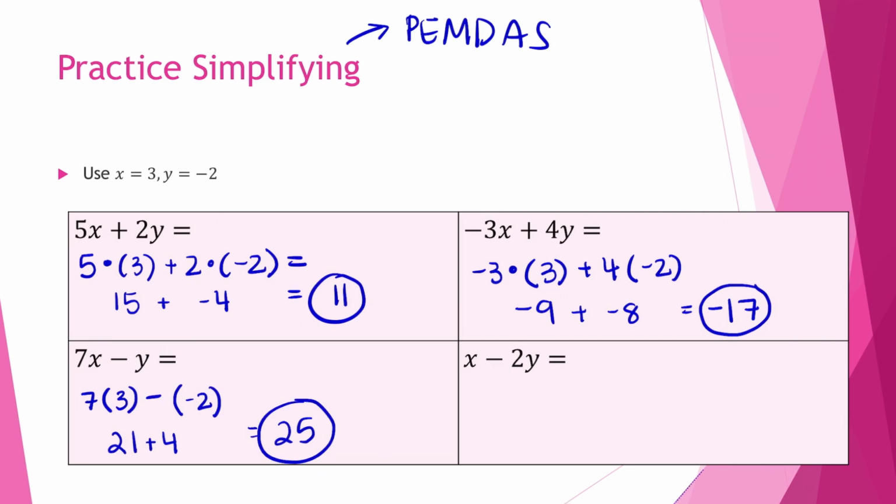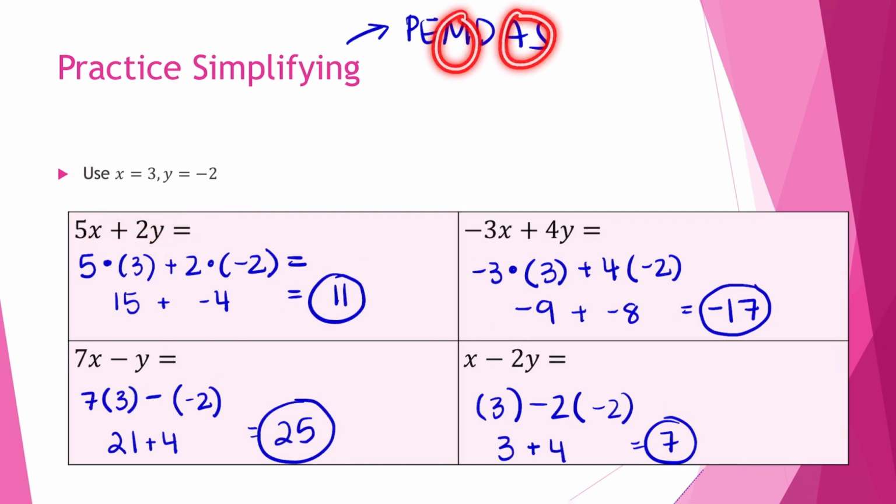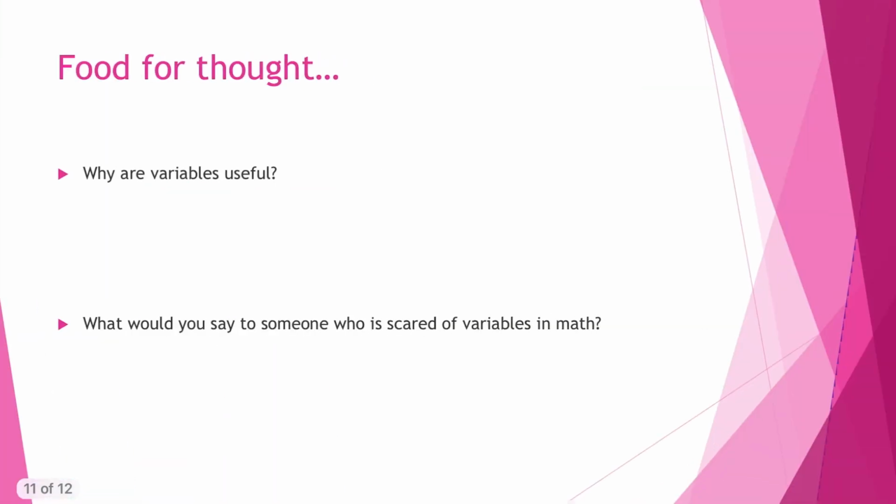And then finally, I have this one. My x is by itself, so the coefficient is 1. I can just write the 3. I could write 1 times it if I wanted to, but I don't have to. And then -2 times -2. And again, when you have a negative times a negative, that becomes a positive. So it's equal to 7. So all I did was I put in what I knew the variables were going to be, I multiplied them by the coefficients, and then I added or subtracted them together.